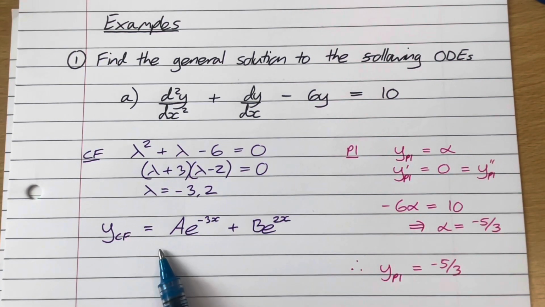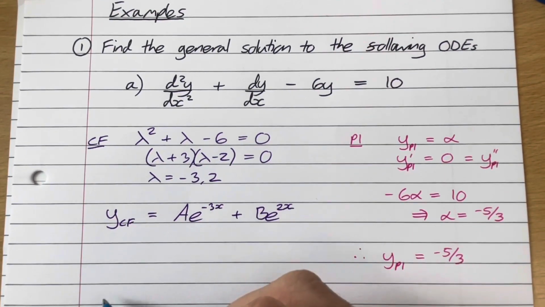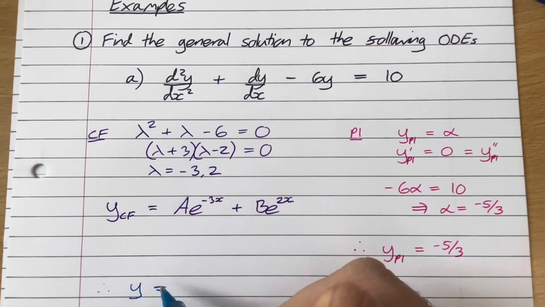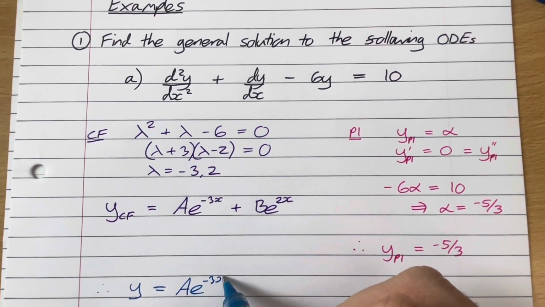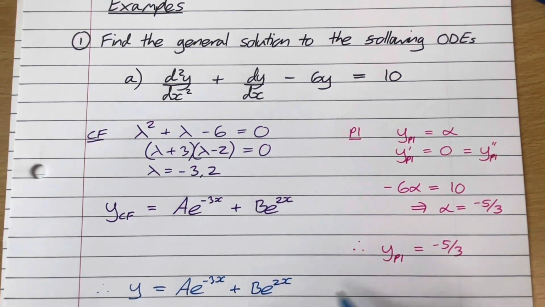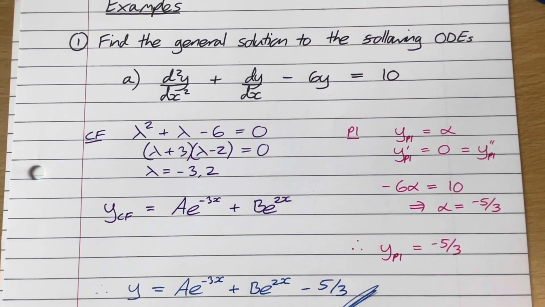Now the final step. I've got my complementary function, I've got my particular integral, and then I can state the general solution. So y is going to be equal to the complementary function, which is ae to the minus 3x plus be to the 2x, plus my particular integral, which in this case is minus 5/3. And that is the general solution of this differential equation. Okay, let's try another one.